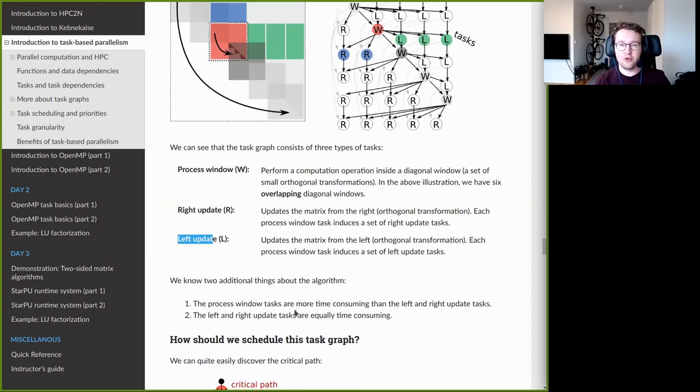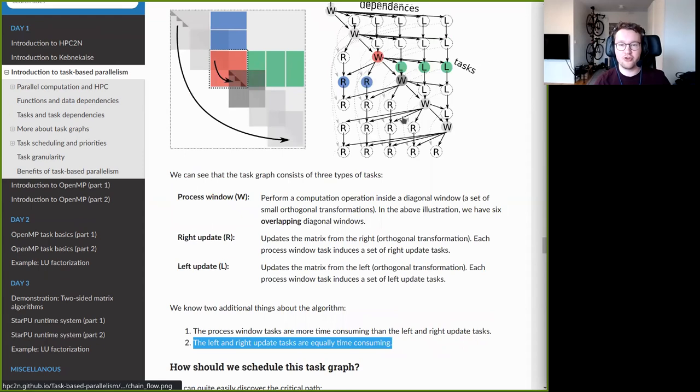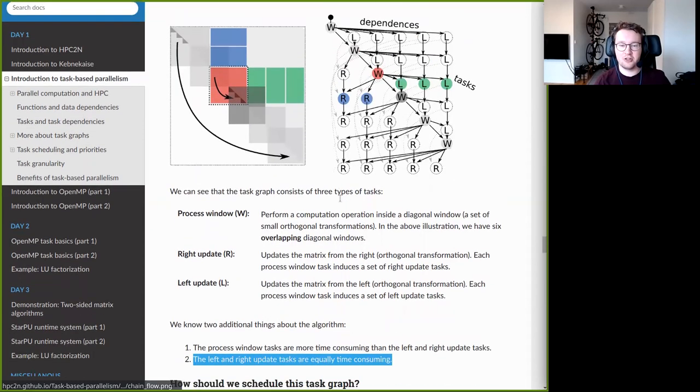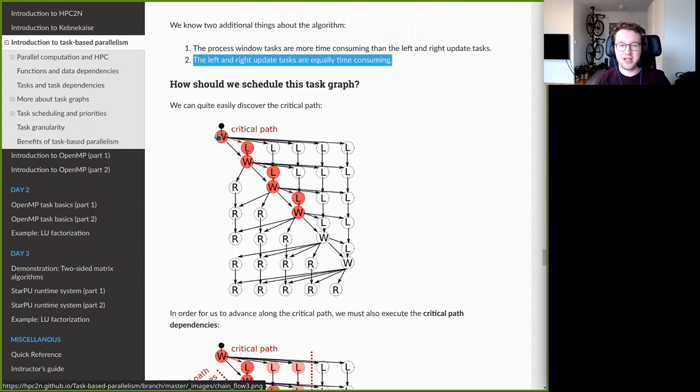We also know two additional things about the task graph. First of all, the process window tasks consume much more time than the left updates and right updates. And the left updates and the right updates are equally time consuming. This is actually all the information we need if we want to discover the critical path. In this instance, for us to advance from the beginning of the task graph to the end, the critical path would go from one window task to the next left update task, and then the next window task to the left update task. So this is going to be the critical path.